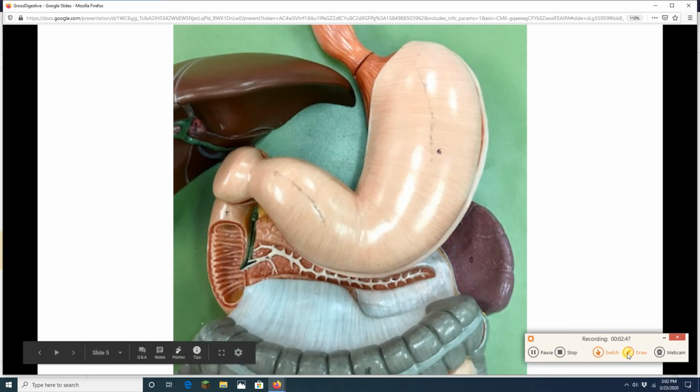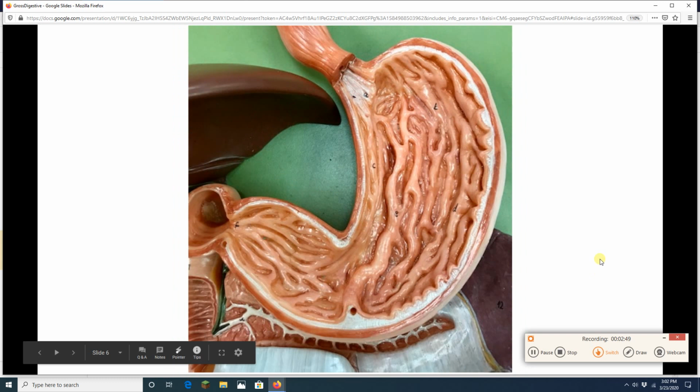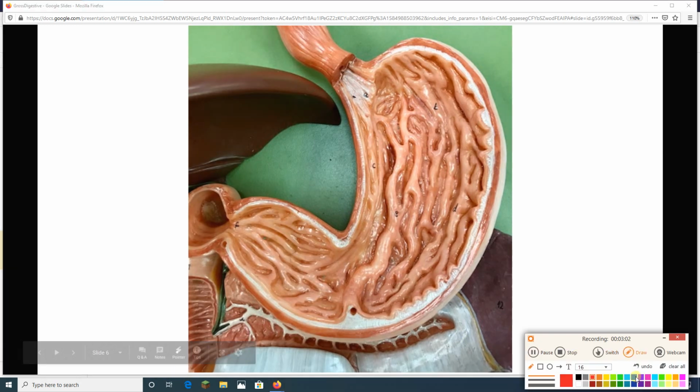Okay, let's keep going. We've sliced open the stomach. All right, what do we see when we slice open the stomach? Well, we do still see the regions that we saw earlier. We still see the cardiac region, the fundus, the body, and the pylorus. But now we see more. There's other stuff that we can find here.